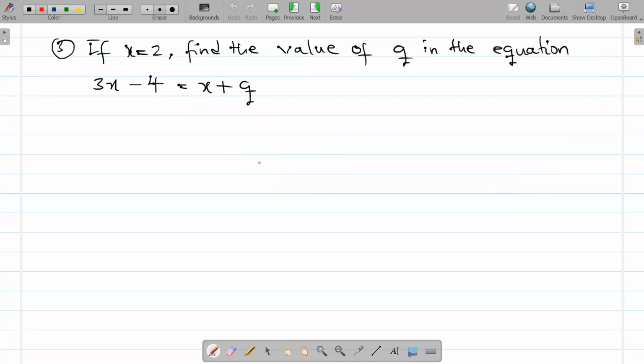Find the value. 3x minus 4 is equal to x plus 9. So x in plus this Q. In this case, it's not 9, it's Q. Oh, Q. Okay. Yes. So we have.